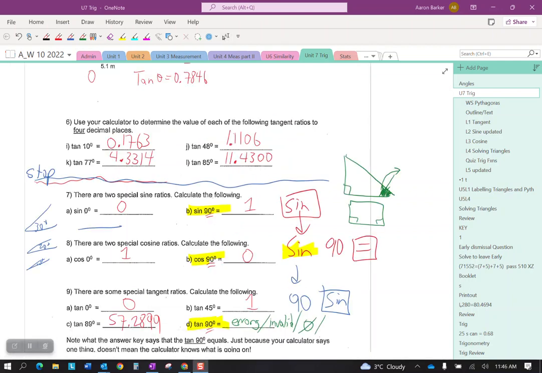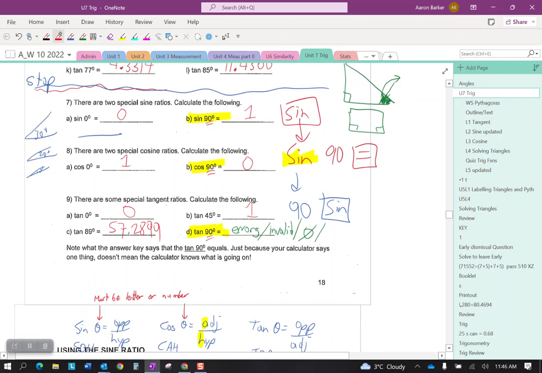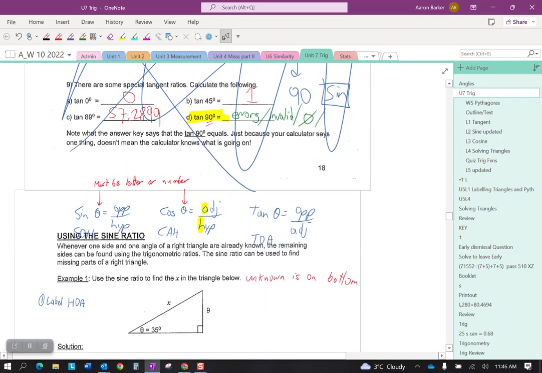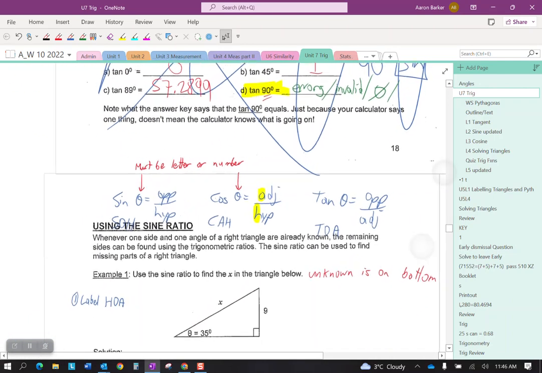Today we're doing some pretty important stuff with regards to trigonometry. These questions here are weird. Do not do them. Basically, it's not a triangle, right? 0 degrees means there's no angle. So let's not do that. Just scratch that off, 7, 8, 9. But right here is super important, so we're going to start right here.